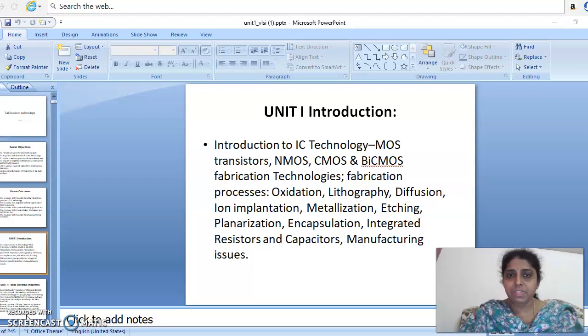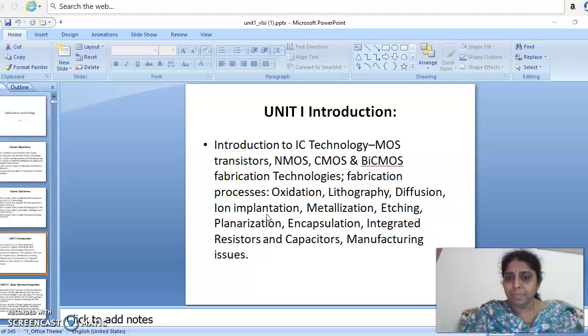In unit 1 we have the introduction to IC technology, MOS transistors, that is NMOS, CMOS, PMOS, BiCMOS, this introduction basics. Then fabrication technologies, like the basic steps of the fabrication, like silicon wafer production, oxidation, lithography, different types of lithographies, mainly photolithography, diffusion, the type of doping mechanism, that is next ion implantation, and comparison between diffusion and ion implantation.